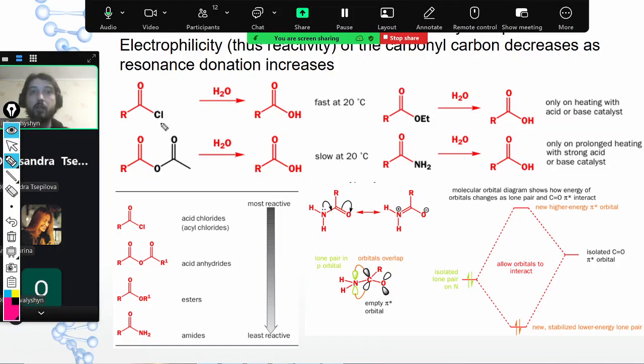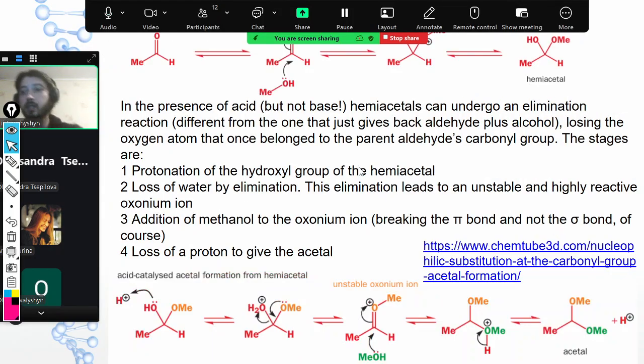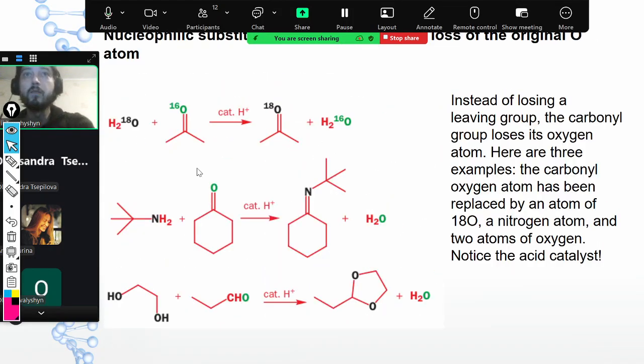So you see that with the chlorine, when you have no resonance, it goes pretty fast at 20 degrees Celsius. When you get some groups that are a little bit better at donating electrons, you first get your reaction slower at 20 degrees C, or you need some heating with the catalyst, or you need very prolonged heating with the catalyst. Nitrogen is much better at donating these electrons because its electron pair is higher in energy, so it is donated more easily.